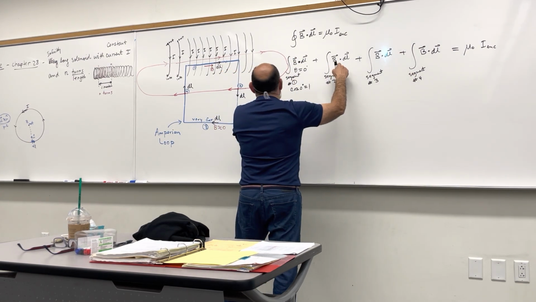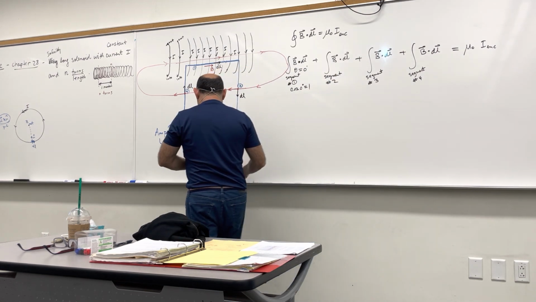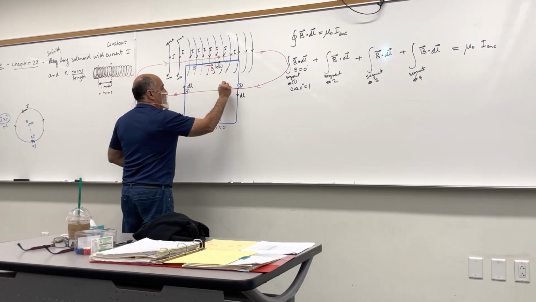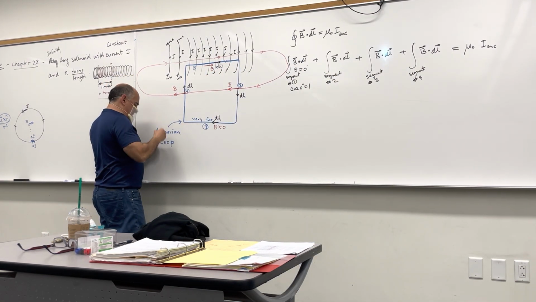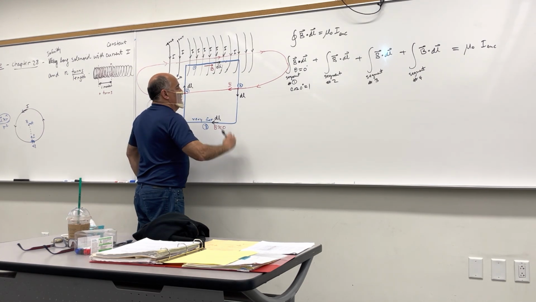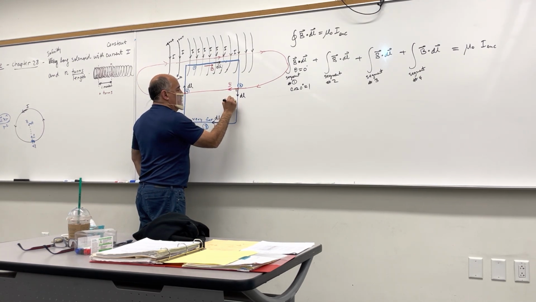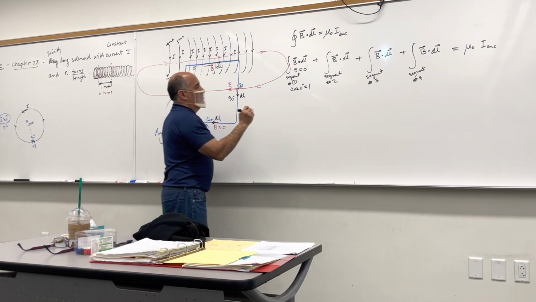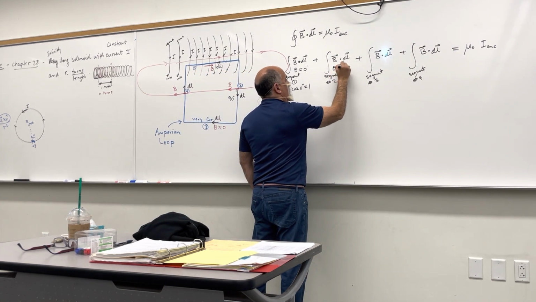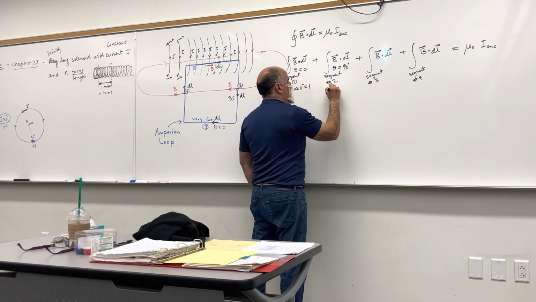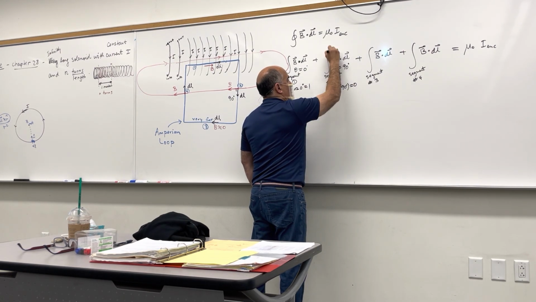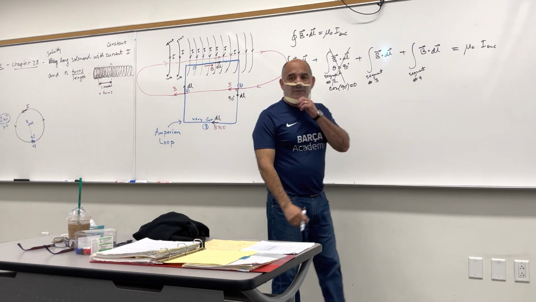DL. For segment number 2, what is the angle between the magnetic field vector and DL? 90. This is 90 degrees, right? So for segment number 2, the angle between these two vectors is 90 degrees, but remember that the cosine of 90 degrees is 0, so this is not going to contribute.